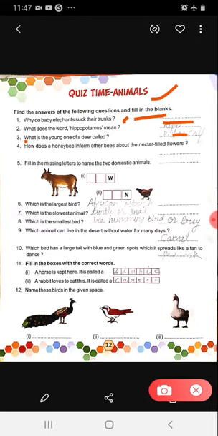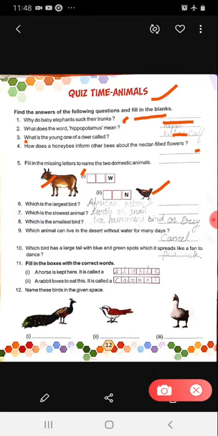The last one is, how does a honeybee inform other bees about the nectar-filled flower? So iska answer hoga, by a special dance. And the fifth one, fill in the missing letters to name two domestic animals. Here are the pictures of two domestic animals. You have to write the name of each. So first one is cow, C-O-W, cow. And the second one is hen, H-E-N, hen. Cow matlab gai aur hen matlab murgi.